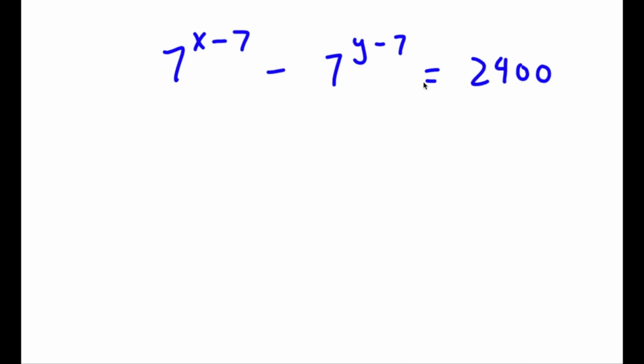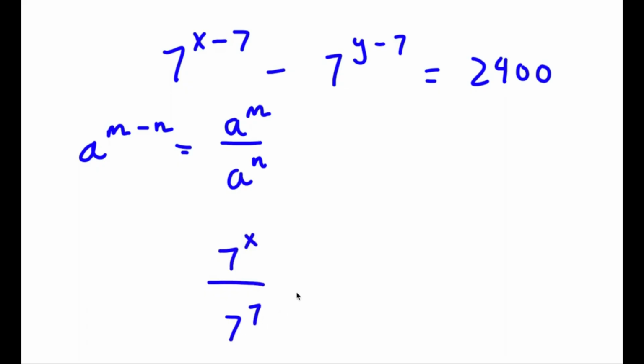Alright, so I have 7 to the power of x minus 7 to the power of y minus 7 is equal to 2400. Now, first off, if I have something in the form a to the power of m minus n, this is equal to a to the power of m over a to the power of n. So 7 to the power of x minus 7 is going to equal 7 to the power of x over 7 to the power of 7. And 7 to the power of y minus 7 is going to equal 7 to the power of y over 7 to the power of 7. And this is equal to 2400.